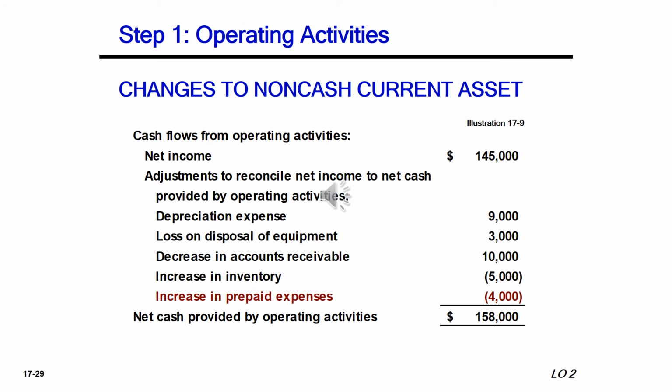So how is that going to affect our calculations so far, or our statements? We're going to deduct the increase in prepaid expenses, which was 4,000 in our example, from the cash flows from operating activities, and that is also going to bring our net cash provided by operating activities down to $158,000.